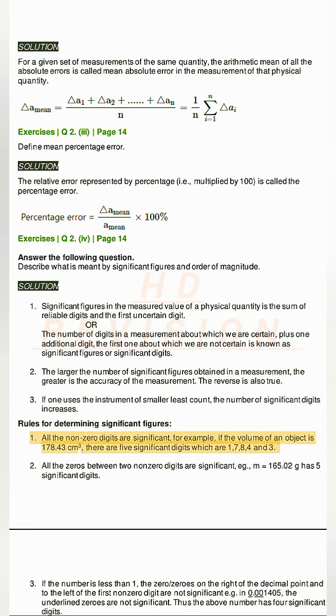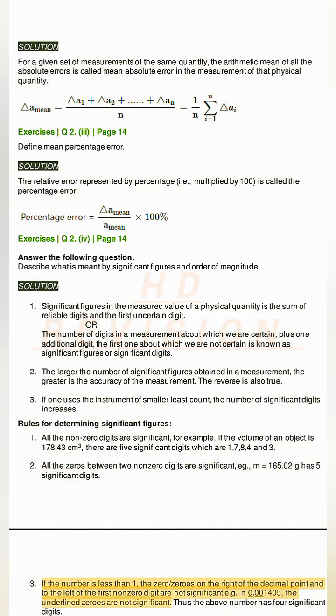1. All the non-zero digits are significant. For example, if the volume of an object is 178.43 cc, there are 5 significant digits, which are 1, 7, 8, 4 and 3. 2. All the zeros between two non-zero digits are significant, e.g., m equals 165.02 grams has 5 significant digits.